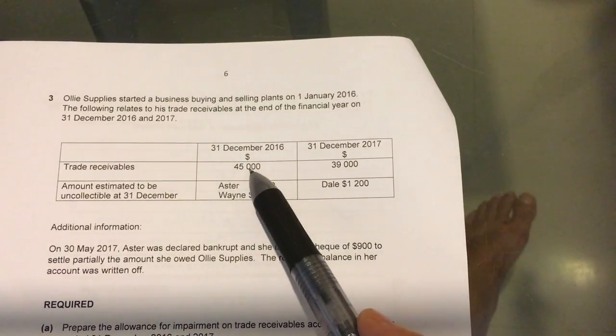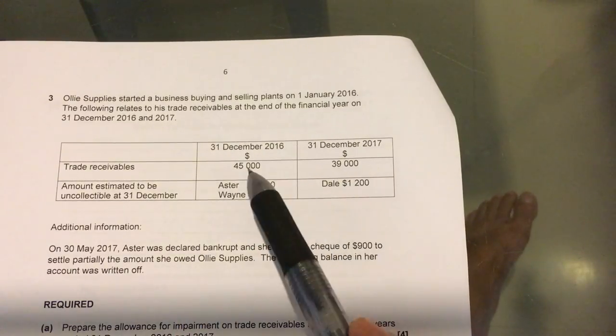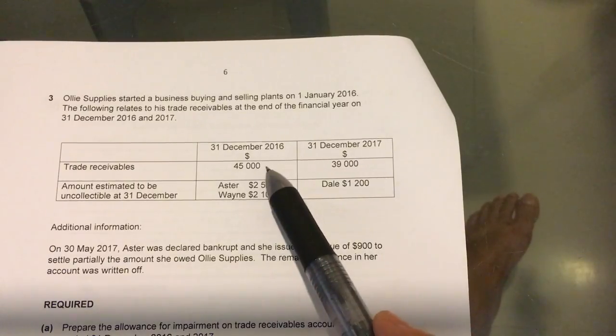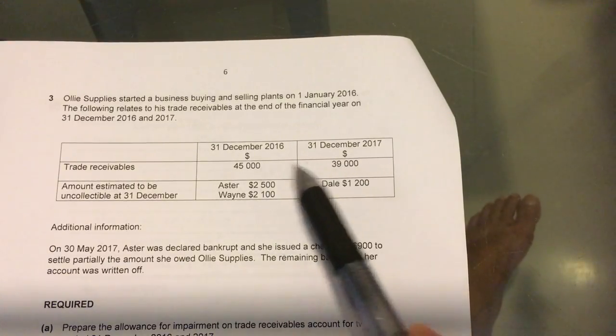So these are trade receivable at the end of each accounting year, which will be shown in your balance sheet, not anywhere in your accounts.